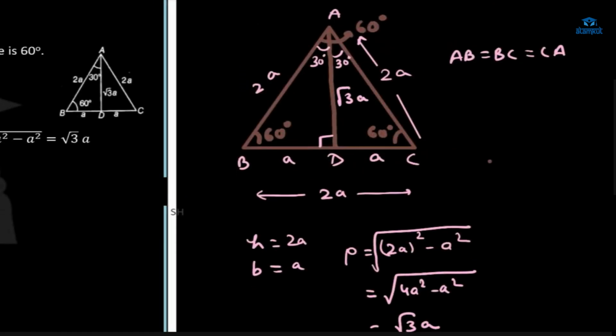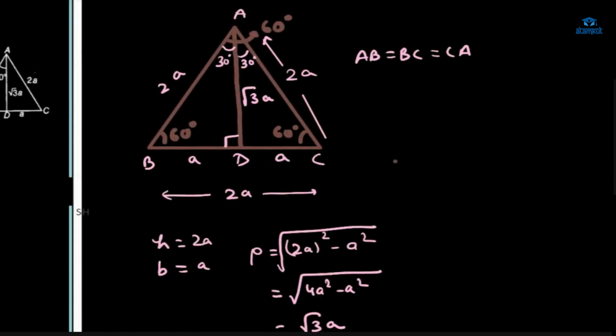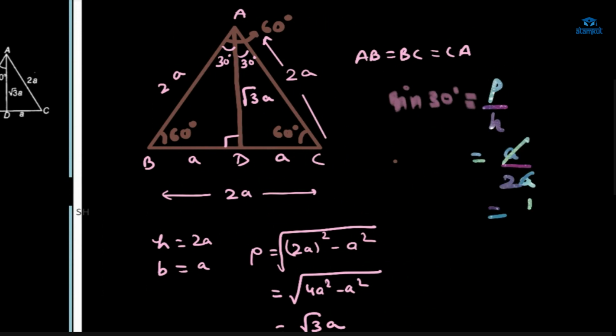Then now we have to know about sine 30 degree. If this is 30 degree, right? Yes, ma'am. So sine 30 degree is P by H. P is what? A, and H is what? 2A. A will get cancelled and it will give us 1 by 2. Sine 30 degree is 1 by 2 or not? Yes, ma'am. Likewise, you can calculate all of the other trigonometric ratios.